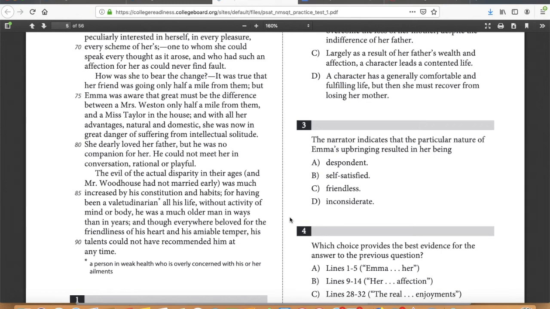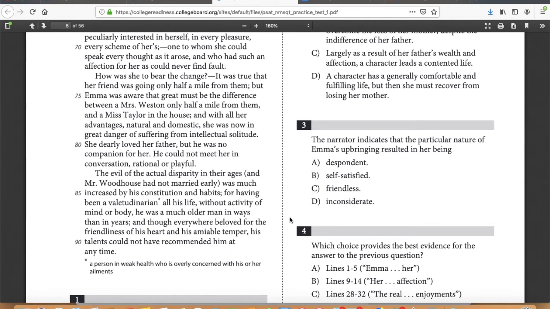But you don't have to do that. You can figure out exactly what the author's saying. Ask yourself the question, okay, what is doing what? In this case, the disparity in their ages, the difference in their ages, is being increased by his health and his habits. That's a specific idea. Not just that they're different people. Okay, well, yeah. But you can figure out the language.